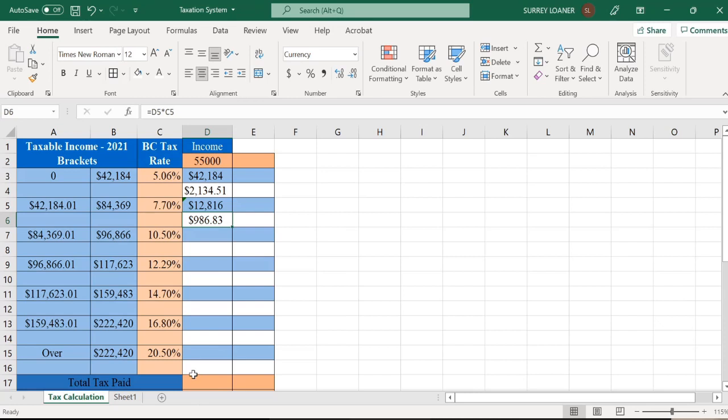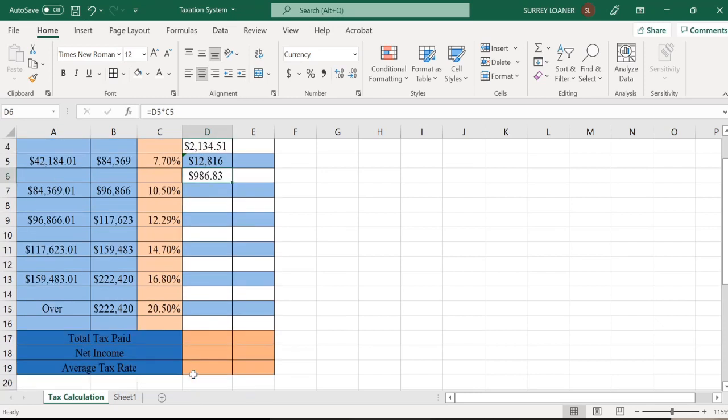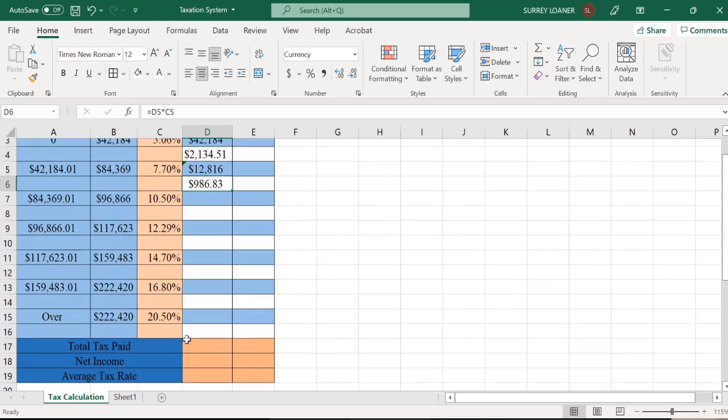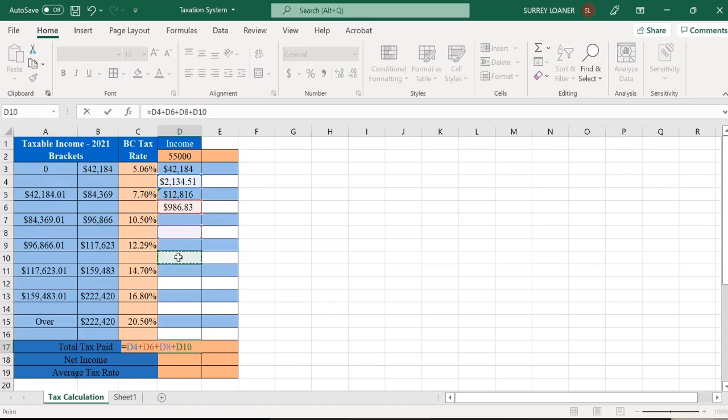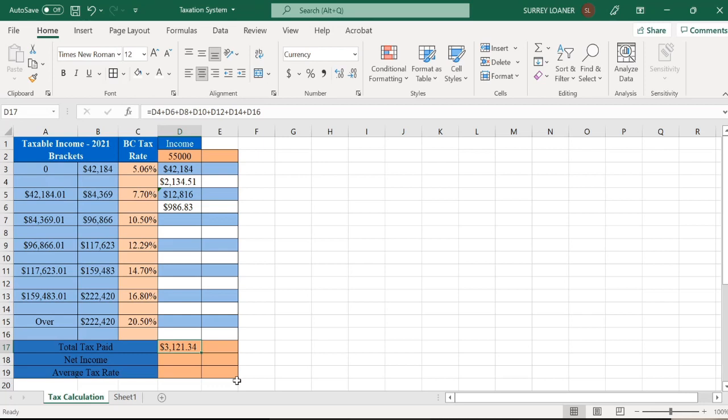Now if we would like to know how much tax we have paid this year on $55,000, what I'm going to do here is total tax paid, equal sign, and add all the white cells, this first one and this second one. We don't have the third one, but even if we want to add it, we can, right? If we don't want to, then there is no need. But the total tax paid will be 3,121.34.